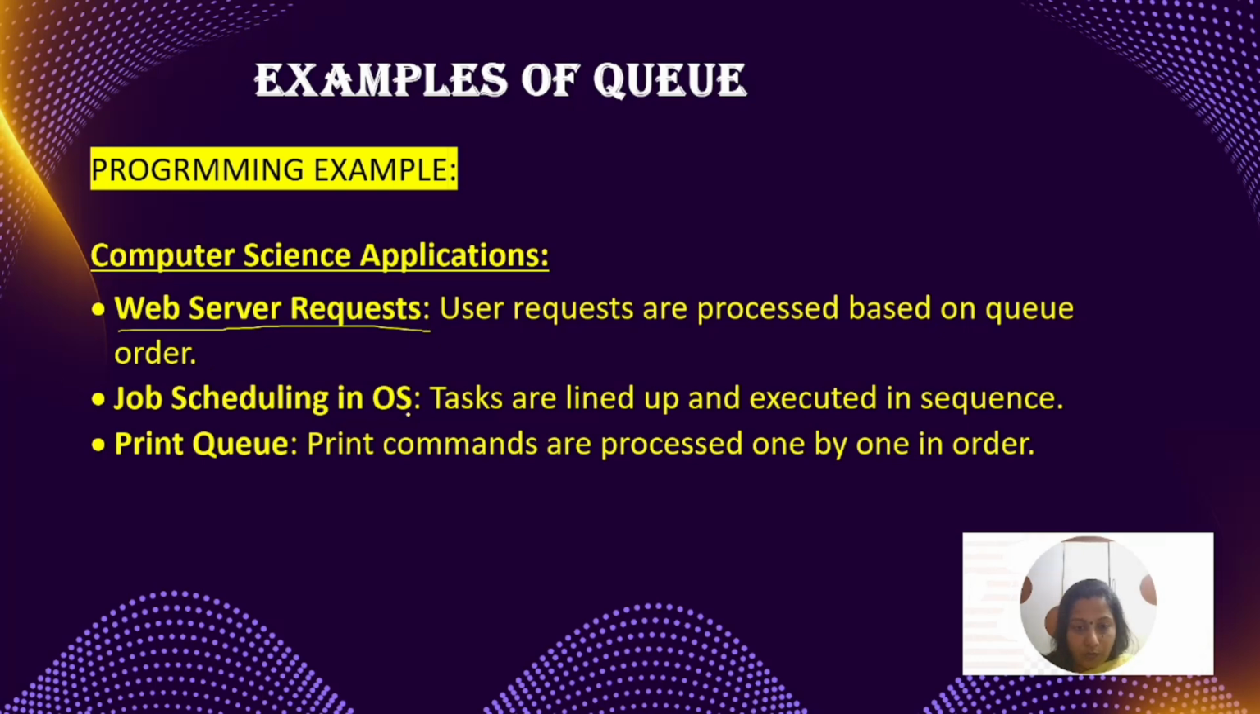And job scheduling in the OS is also taken care of by the queue. Whichever job has come first will be given the highest priority, and the OS will do the job scheduling based on the queue only. Next, a very good example is the print queue. Whatever you give to print first will come out first, right? So print commands are also processed one by one in order. When you give a print of 3 pages, the first page goes for the first printout, the second page for the second printout, and then the third printout. So wherever you are following the queue, that is an example of a programming example.